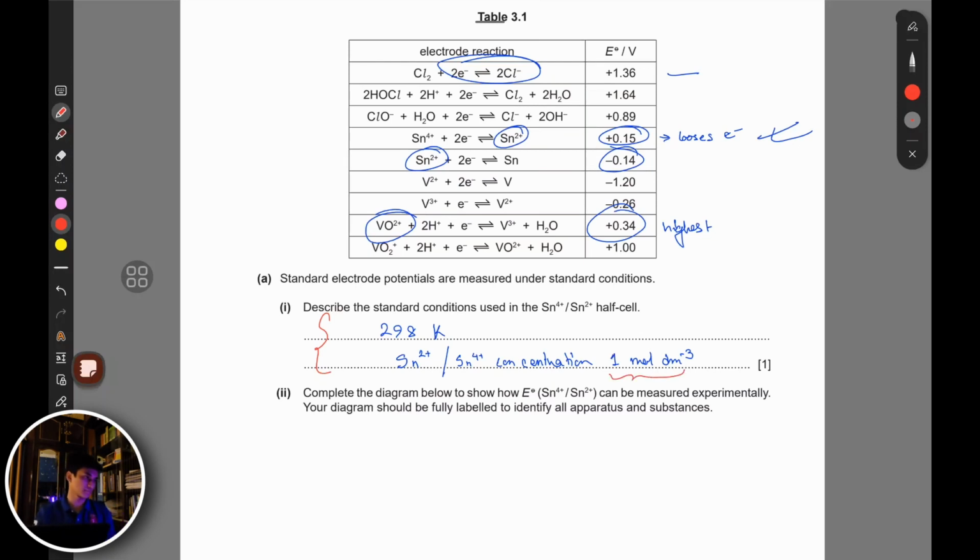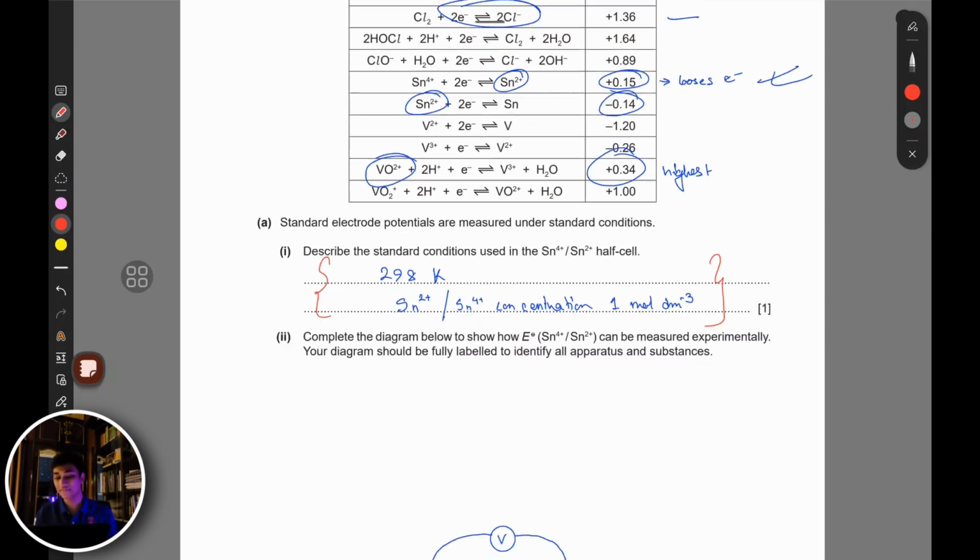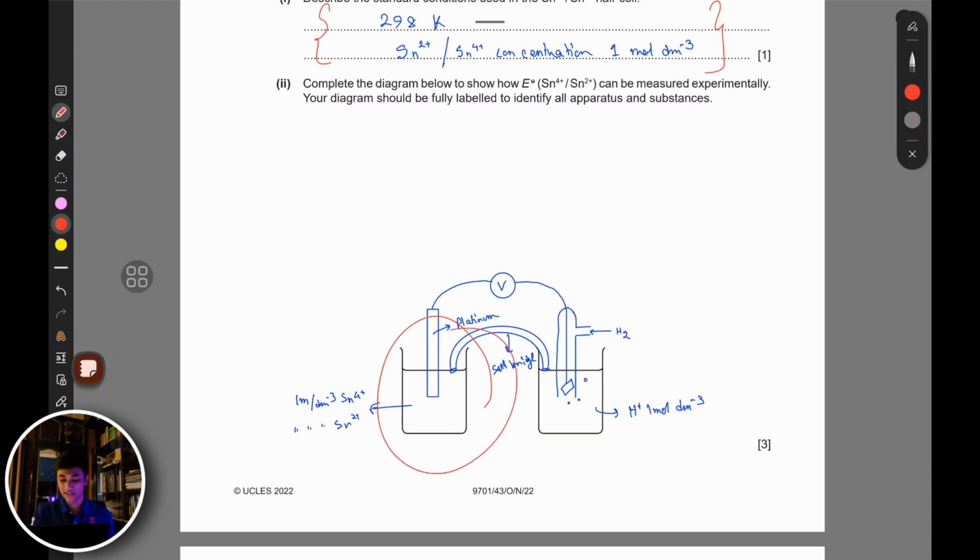There is another condition, if I'm not wrong, which is that the pressure needs to be 1 atmospheric pressure, but I guess they don't need this. They want basically these two pieces of information, and these are, I guess, mentioned in your book as well. So the temperature, which is 25 degrees Celsius, and the concentration, each of which is going to be 1 mole per dm cube in the half cell, right? So if this is the half cell, in this beaker, you're going to have 1 mole per dm cube of Sn4+ and 1 mole per dm cube of Sn2+.